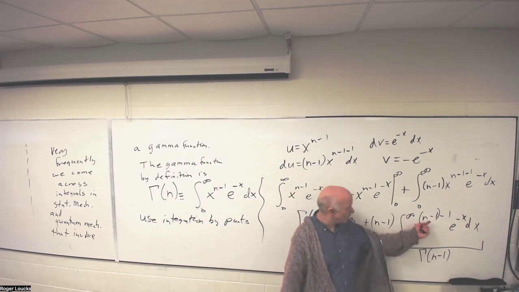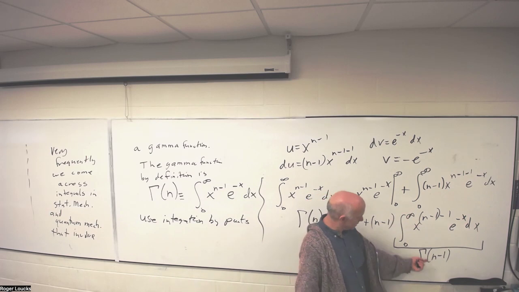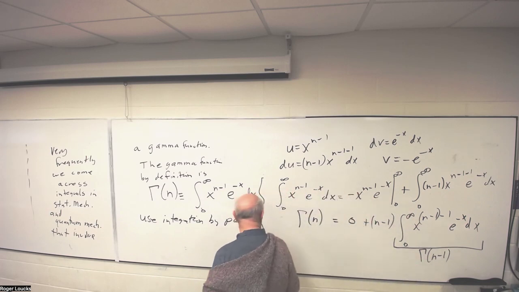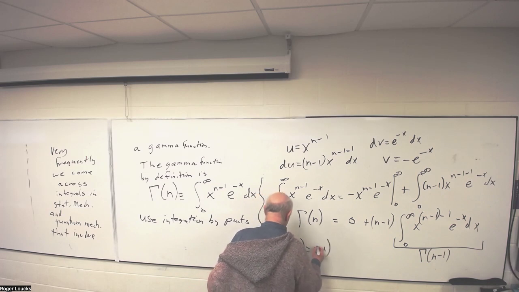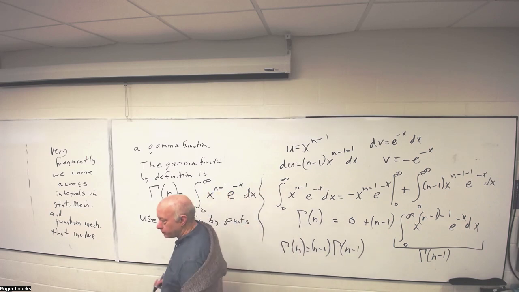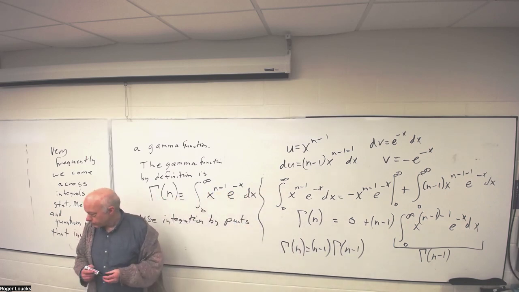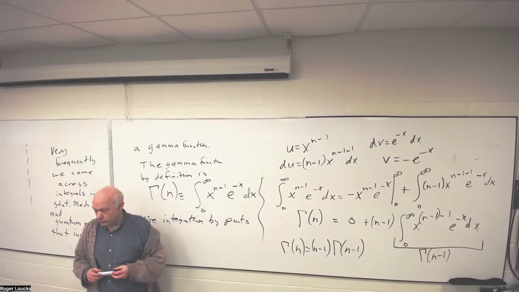We would take n minus 1, right? Here's our n. Then we subtract 1 from that. So we get this. So you get the important result that gamma of n equals n minus 1 times gamma of n minus 1. Does that make sense? Questions?